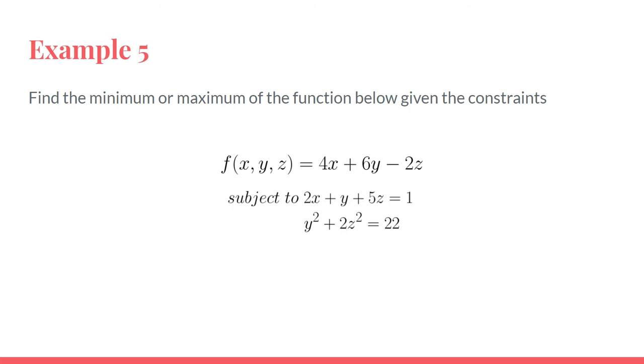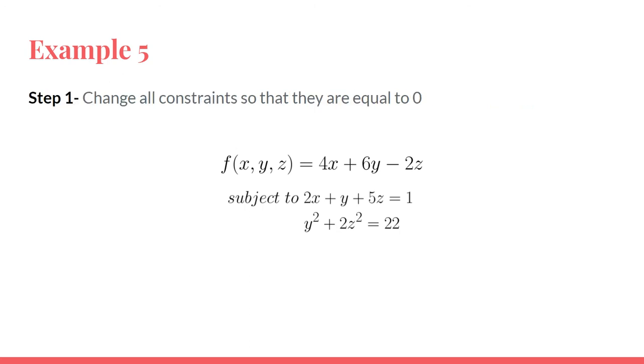In this example, the objective function is given by f of x, y, z is equal to 4x plus 6y minus 2z. This time we have two constraints. The first constraint says that 2x plus y plus 5z is equal to 1, and the second constraint says that y squared plus 2z squared is equal to 22.